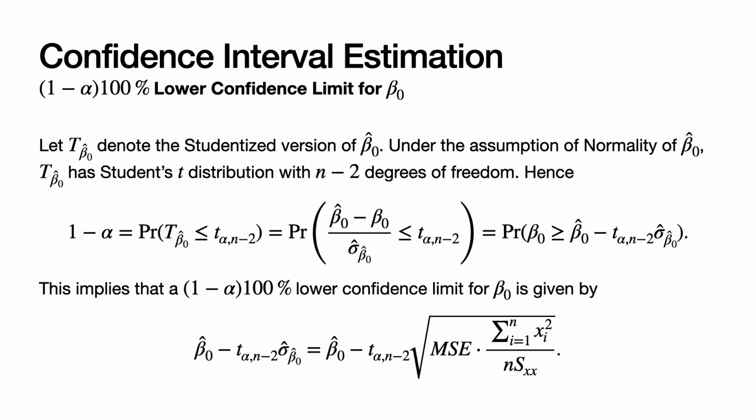And so that implies that a 1 minus alpha times 100% lower confidence limit for beta 0 is given by beta 0 hat minus the product of the interval coefficient with alpha in the subscript and the estimated standard error of beta 0 hat, which is the square root of the MSE times the sum of the squared x's divided by n times S sub xx.